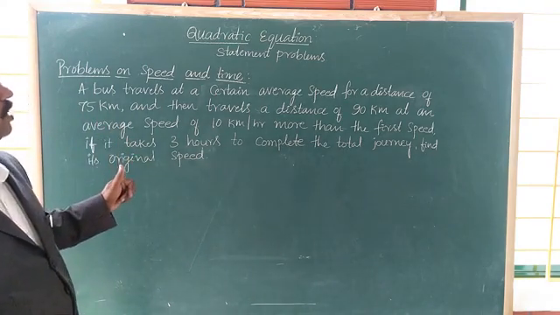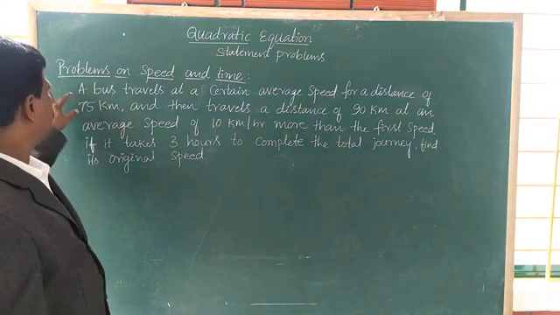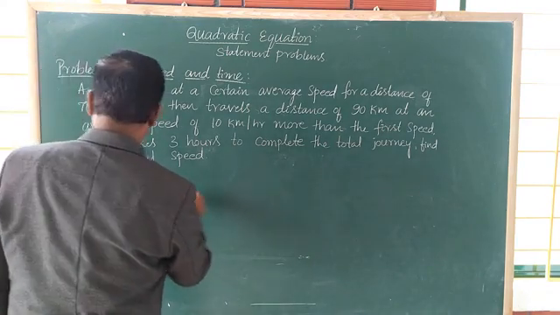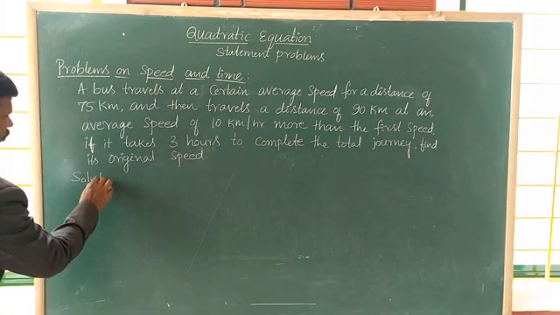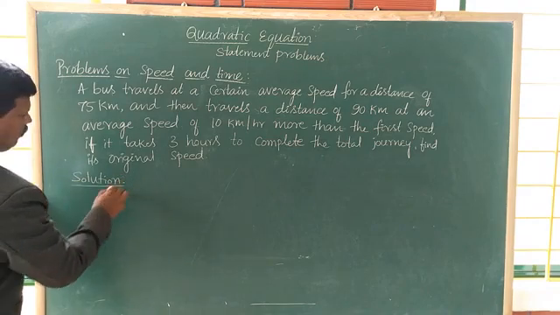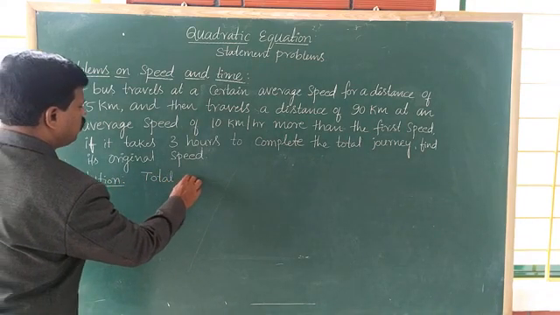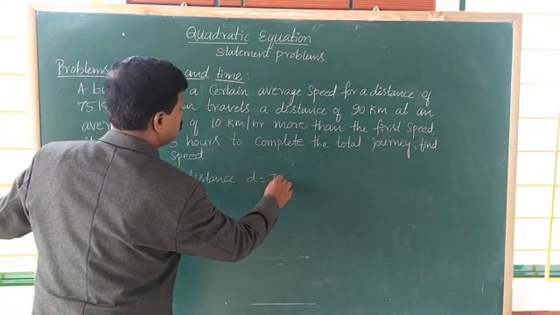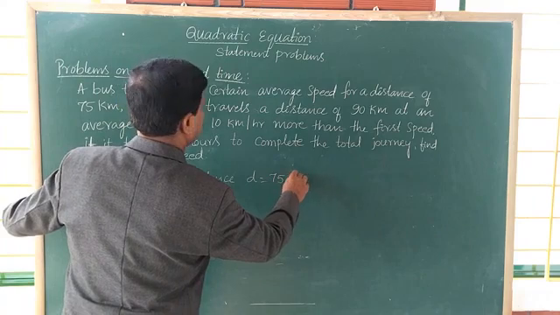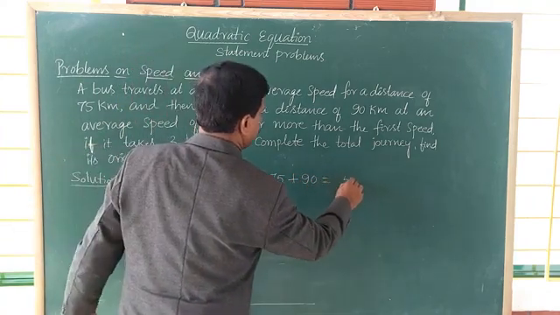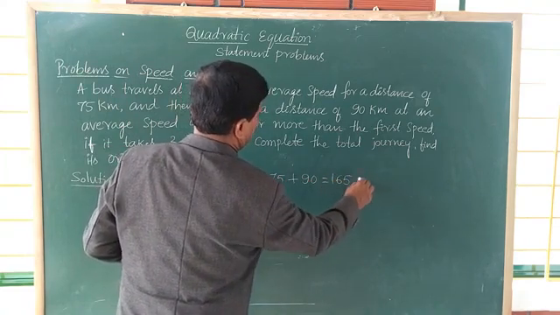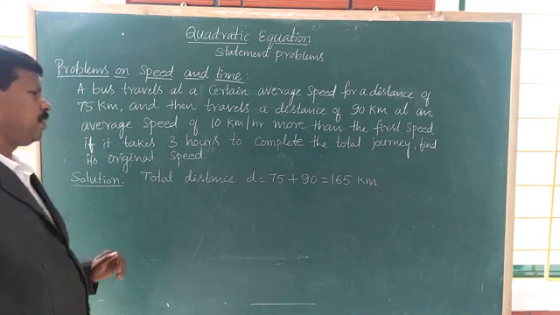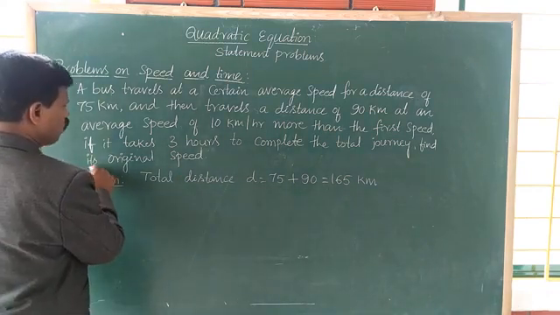Clear? Now here a bus is traveling at a certain average speed to cover a distance of 75 km. Here there are two things. One is 75 kilometers, and the other is the total distance. Solution: total distance D equals 75 plus 90, which is 165 kilometers. So this is the total distance traveled by the bus. Now what they asked is, find its original speed.